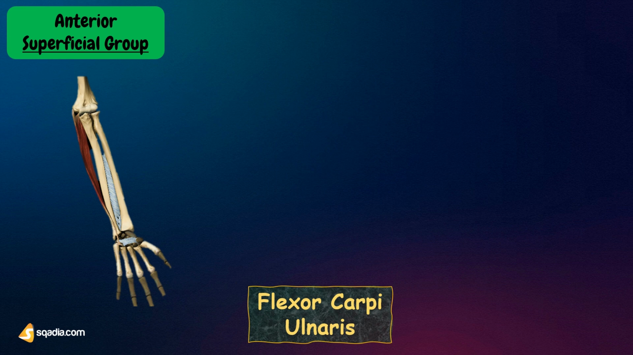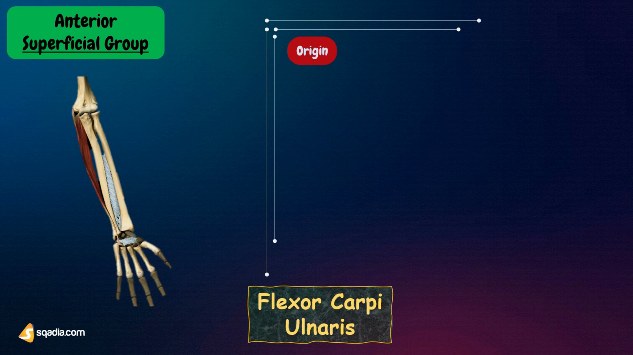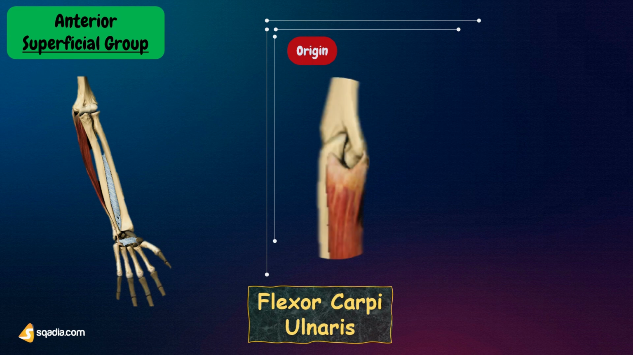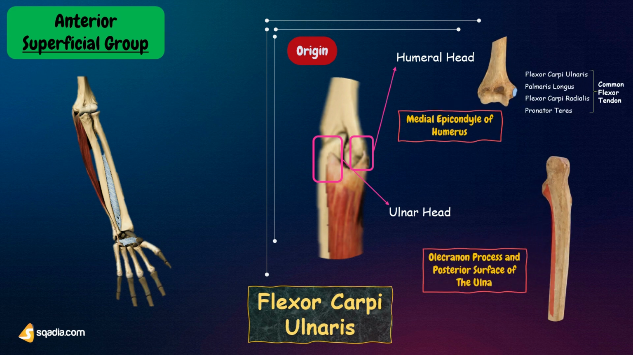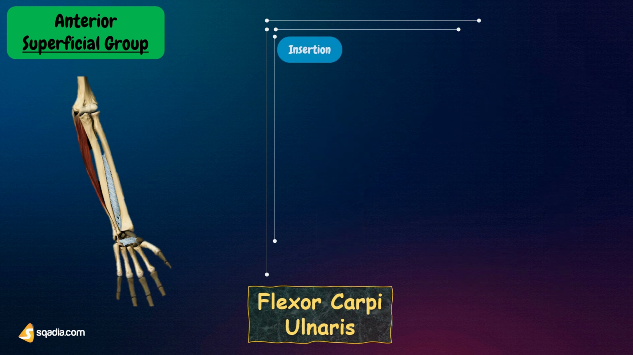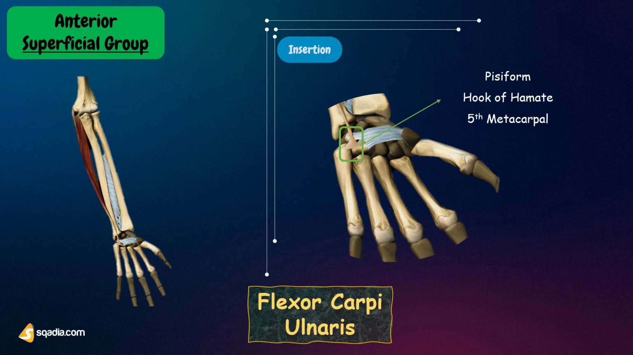The next muscle in the superficial group of the anterior compartment is the flexor carpi ulnaris. It has a humeral head that originates from the common flexor tendon and an ulnar head that originates from the medial aspect of the olecranon process of the ulna and the posterior border of the ulna. The two heads unite to form a long tendon which is inserted into the pisiform bone, the hook of the hamate, and the base of the fifth metacarpal bone.